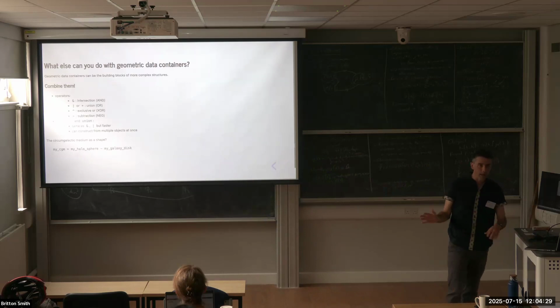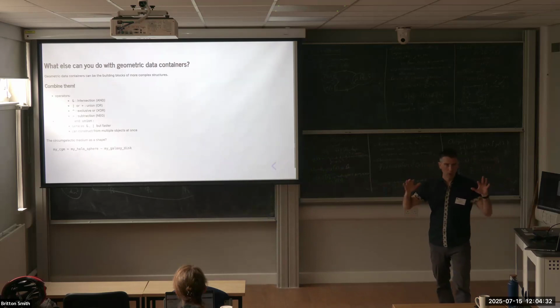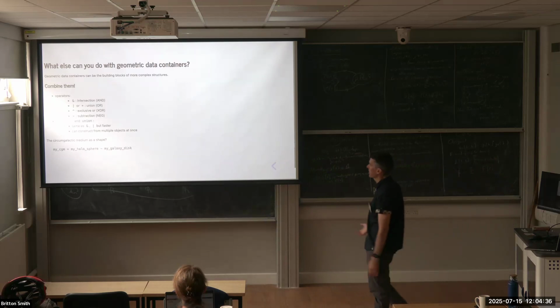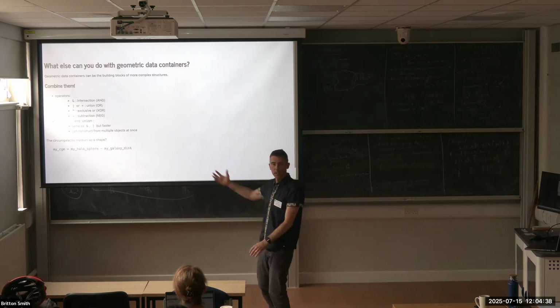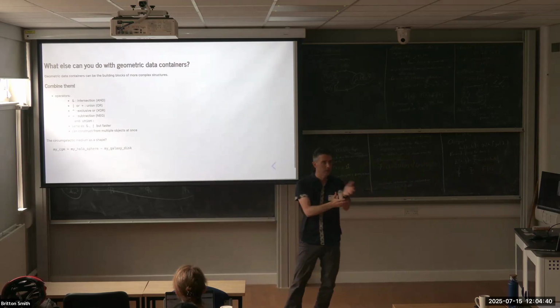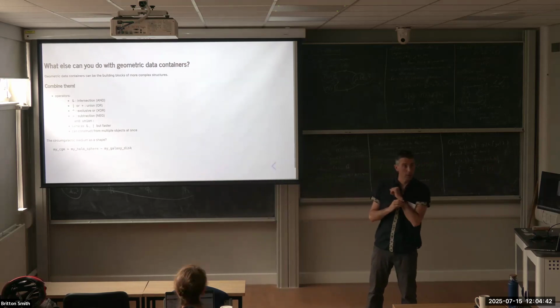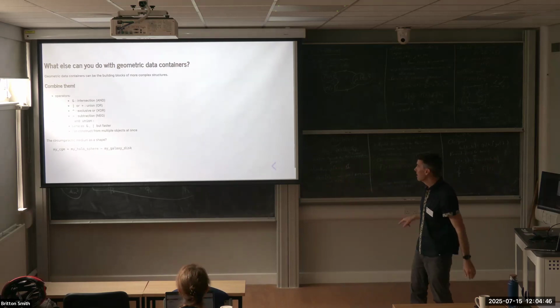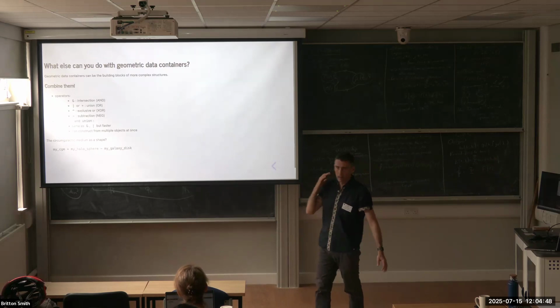So this is sort of where we end. I've given you a brief overview of what you can do here, but what else can you do with geometric data containers? For example, you can combine them, and I don't know if I'm stealing your thunder on this or not. Okay, well, I sincerely apologize because I'm not going to do anything with it, so you will. You can combine them together, right?